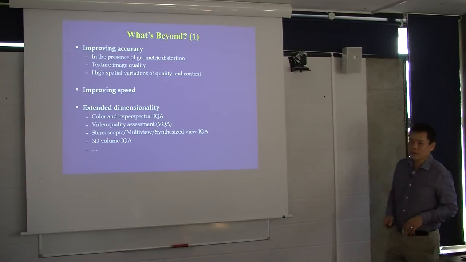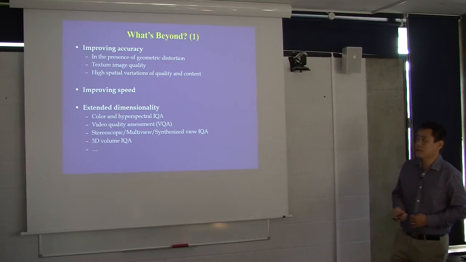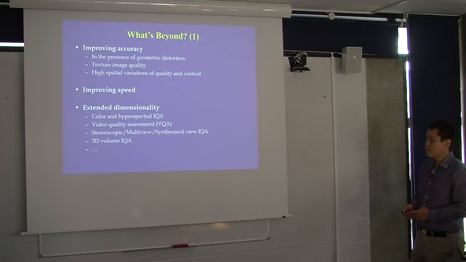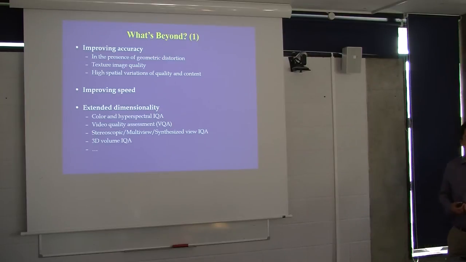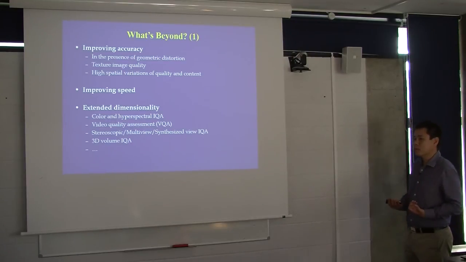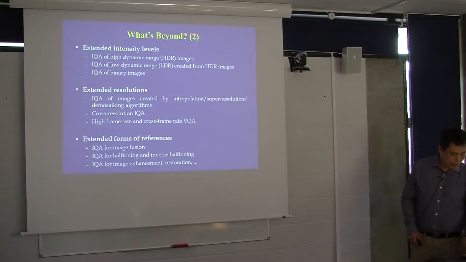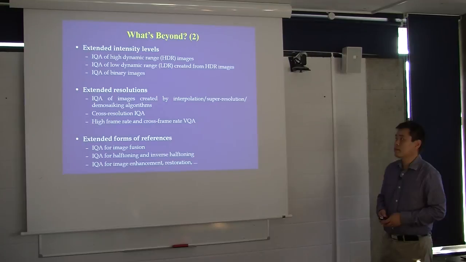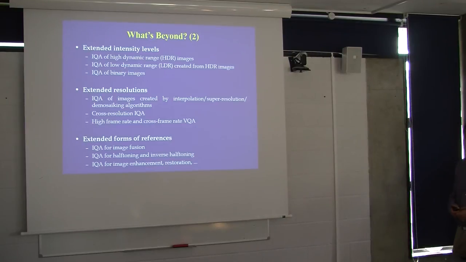One thing is you can always improve accuracy, right? You can always improve speed. But there are also other problems where not only do we want to improve the performance, but the existing methods don't even apply. So for example, how about these extended intensity levels? How about HDR images, right?